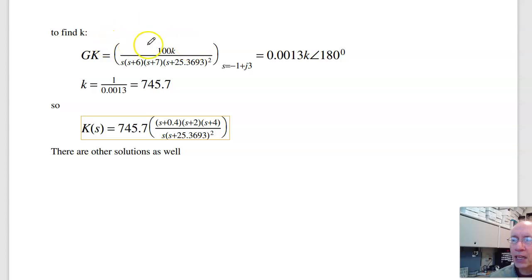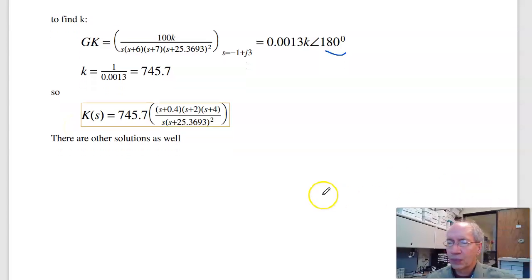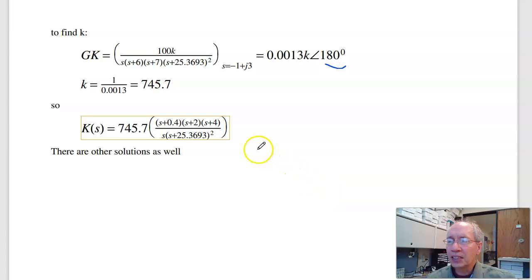To find K, any point on the root locus, G times K is -1. Analyzing at my design point, angle's 180. That's good. That says I did it right. Gain's wrong. Pick K to make the gain 1. So when you're done, here's K of s. And there are other solutions. But basically, as long as the closed loop dominant pole is at -1 plus j3, meaning G times K is 1 at 180 degrees, it's a valid solution.